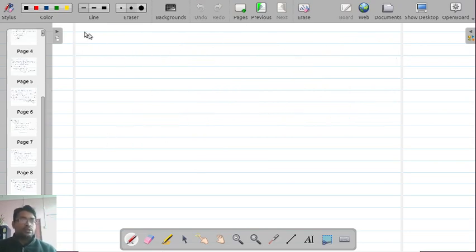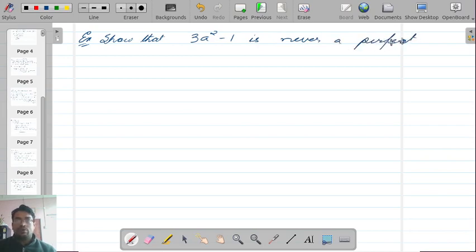Right. So let us try another problem, something like this. Show that 3a square minus 1 is never a perfect square. Okay, any number of the form 3a square minus 1 cannot be a perfect square, right? Okay, so how to solve it?